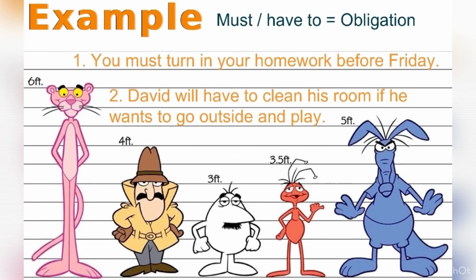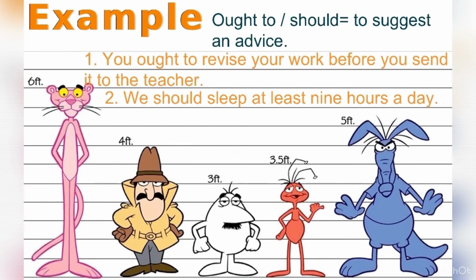Now let's review some examples from the modal verbs that we just learned. Must and have to, we use it to express obligation. Number 1, you must turn in your homework before Friday. Number 2, David will have to clean his room if he wants to go outside and play. Ought to and should are used to express an advice or to suggest an advice. You ought to revise your work before you send it to your teacher. And number 2, we should sleep at least 9 hours a day.